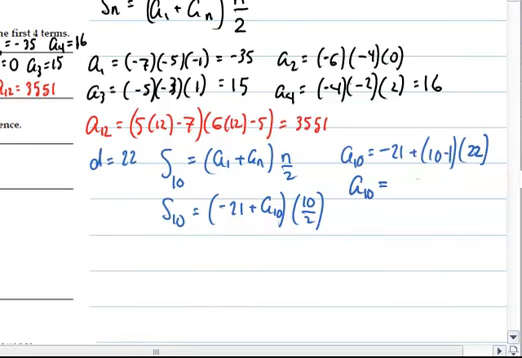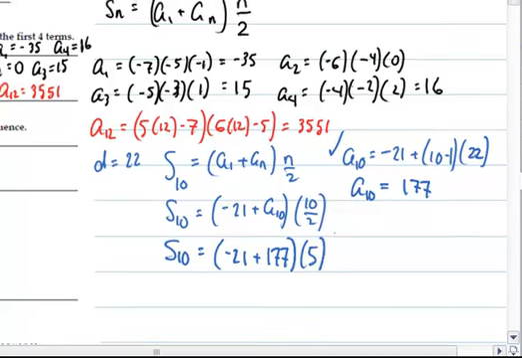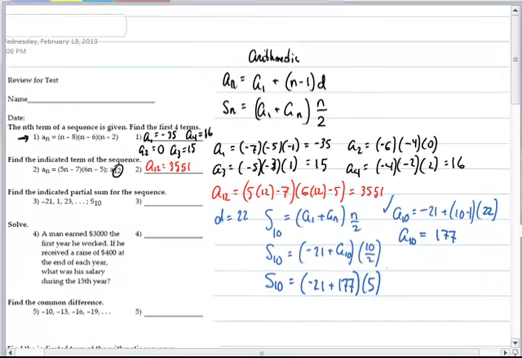We find that a10 is equal to, we use the sequence formula for the sequence value 10, and we get 177 for that. And when we plug it into our S10 equation, the sum for the first 10, we end up getting 780.